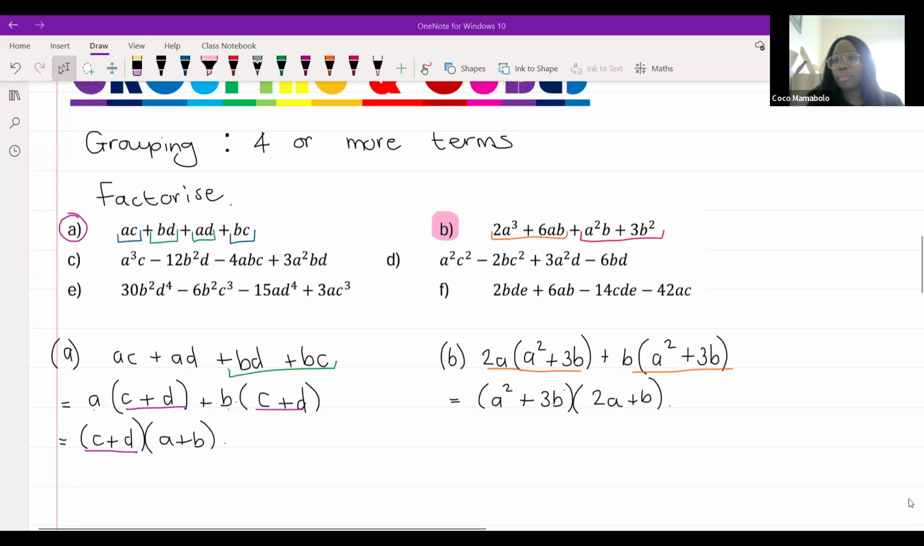How come for like 2a in the brackets we say a squared? Is there a reason for that? Okay, yes. So remember what we do. Let me write it over here.